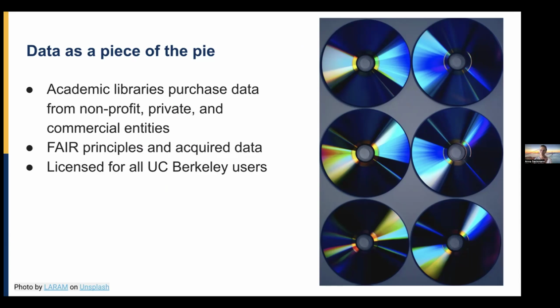And we're really focused on purchasing data that is findable, accessible, interoperable, and reusable. So we talk about the FAIR principles to our researchers, and we want to apply those same concepts to the data sets that we purchase. And the big difference here with the library in comparison to, say, a researcher who is purchasing data for themselves is that the data is licensed for all UC Berkeley users.